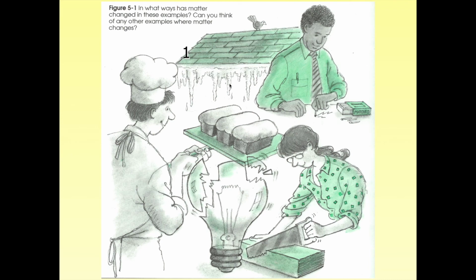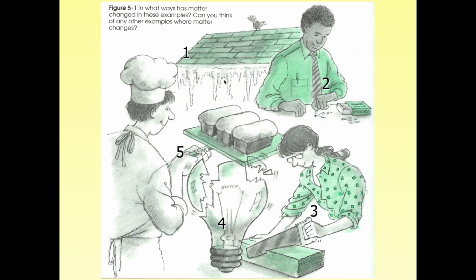That's melting ice. Second example is a person lighting a match. Is that a chemical change or a physical change? The third example is this woman sawing this piece of wood in half. Is that a chemical change or a physical change? Fourth one is the breaking light bulb. Is that a chemical change or a physical change? And then the fifth one is baking bread. Chemical change or physical change? What do you think? So let's take a look at the answers here.